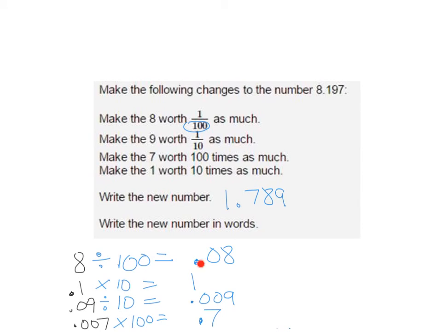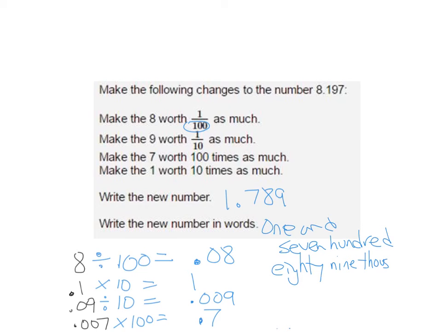Notice it worked out that each place value is still covered. It's always going to be that way, or there was a mistake that you made. Write the new number in words. That's just using my skill of writing it out. 1 and 789,000ths.